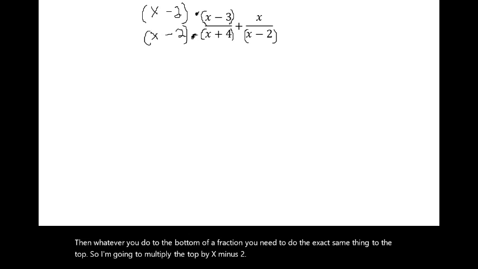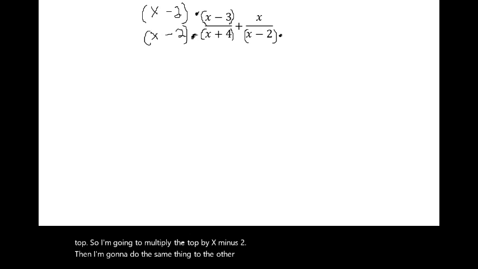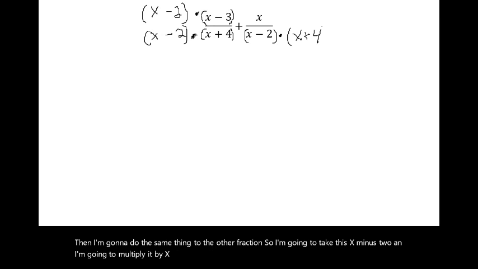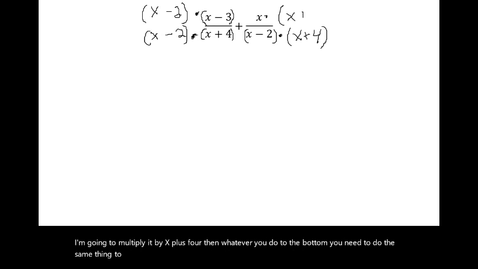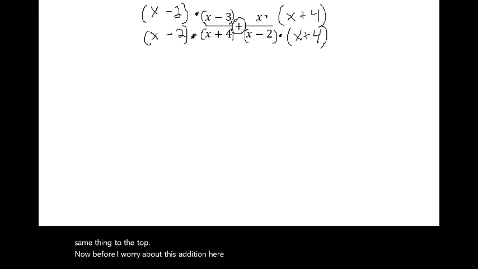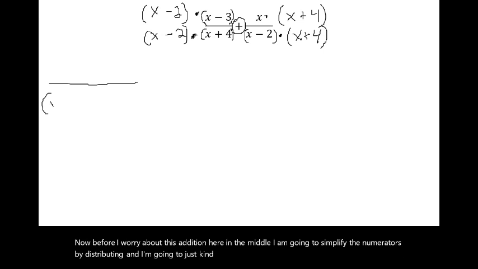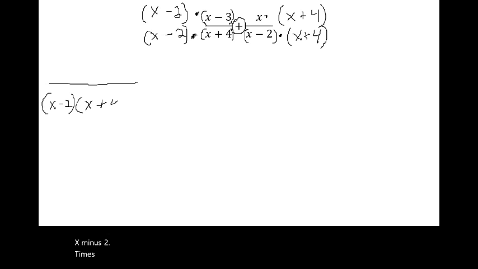Then I'm going to do the same thing to the other fraction. So I'm going to take this x minus 2 and I'm going to multiply it by x plus 4. Then whatever you do to the bottom, you need to do the same thing to the top. Now before I worry about this addition here in the middle, I am going to simplify the numerators by distributing, and I'm going to just kind of leave the denominators alone. So I have x minus 2 times x plus 4.